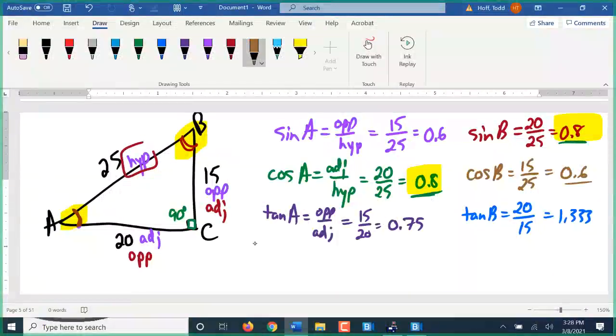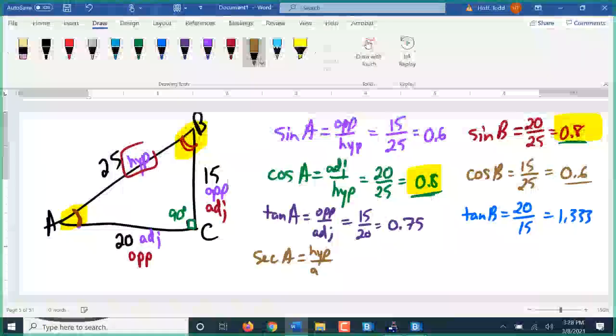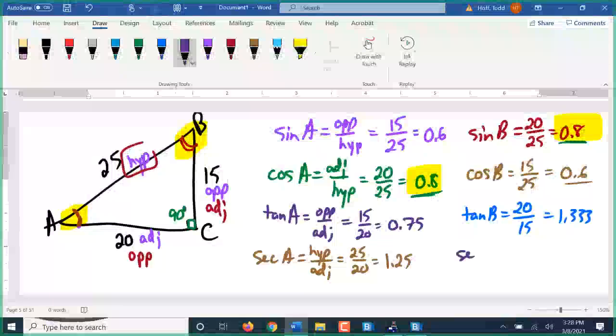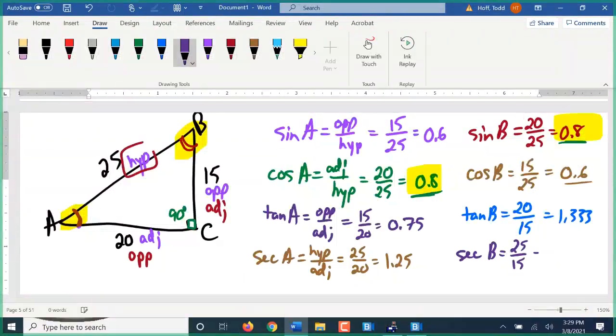How about secant of A? Anybody remember the sides? There you go, hypotenuse over adjacent, which will be 25 over 20, or 1.25. Secant of angle B? 25 over 15, 1.667.